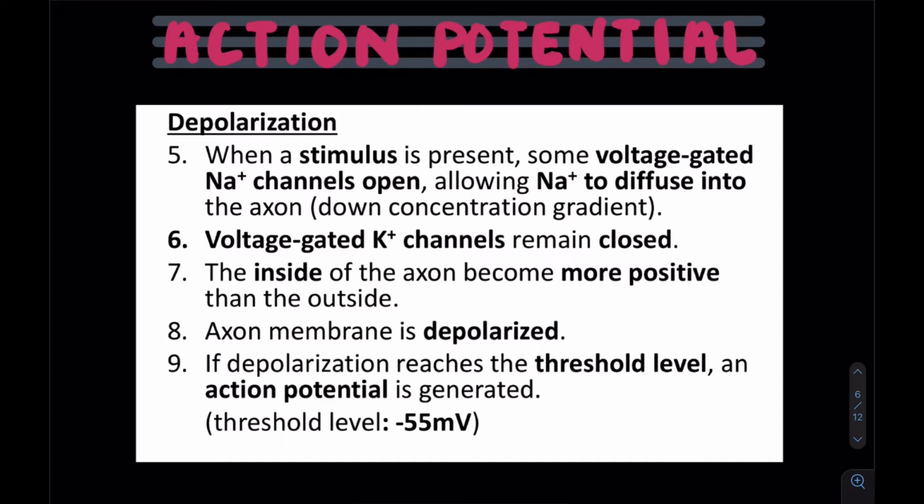When stimulus is present, all non-voltage-gated channels are inactive or closed. Some voltage-gated sodium channels are open. Since concentration of sodium ion is higher outside the axon, sodium will diffuse into the axon down concentration gradient. At this point, voltage-gated potassium channel will remain closed. The movement of sodium into the axon will cause the inside of the axon to become less negative. The membrane is depolarized. If depolarization reaches threshold level with membrane potential of negative 55 mV, action potential will be generated. If depolarization does not reach this threshold level, no action potential will be generated.